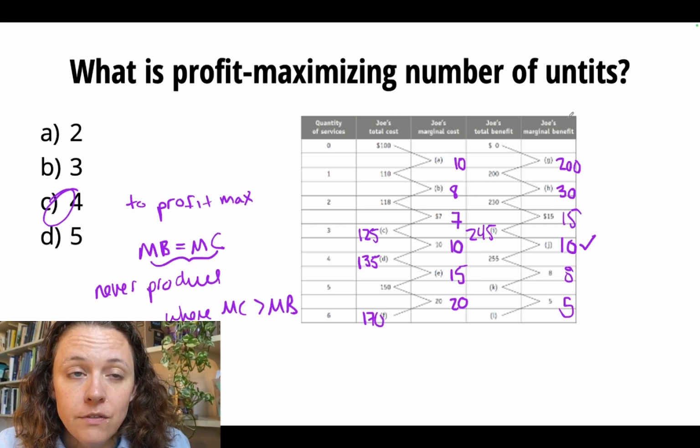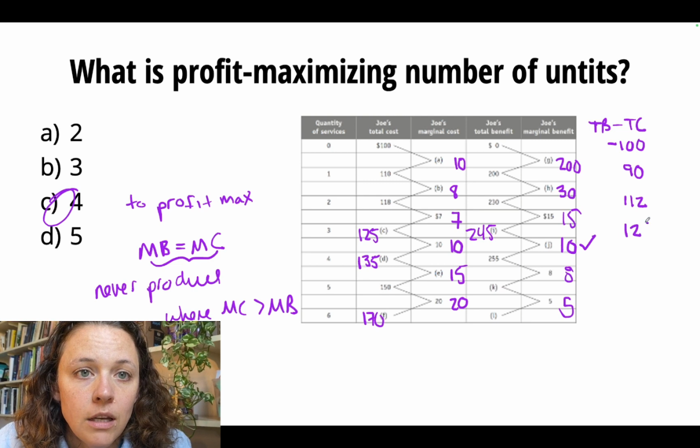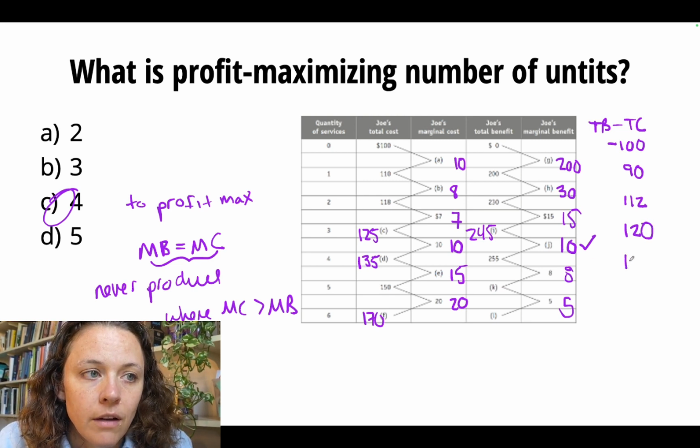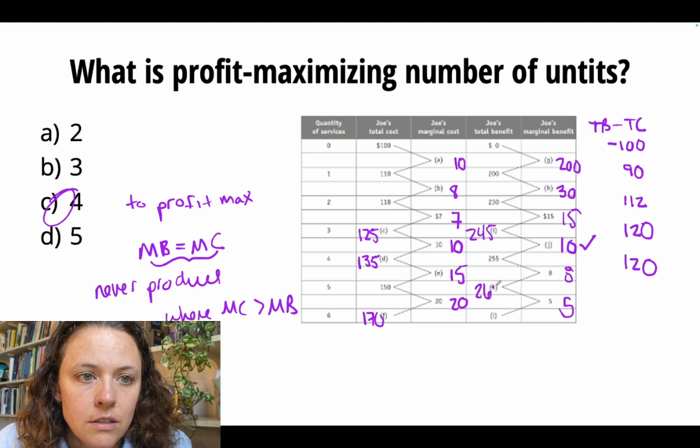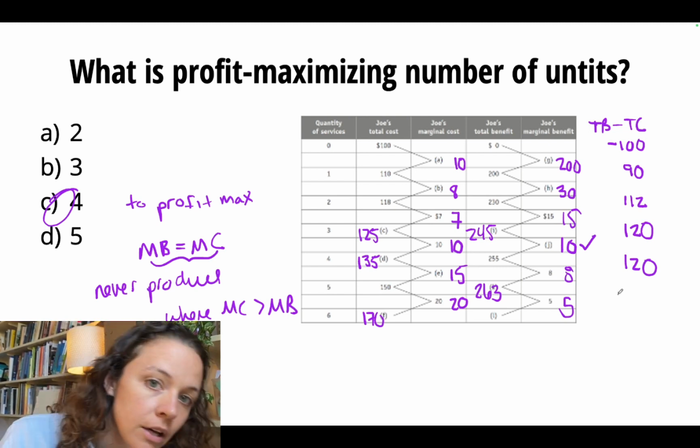The other way you can do this, if you're feeling unsure, is you can always calculate the difference between total benefit minus total cost and just write them down. So here, with a cost of 100, this is negative 100. I'd call this kind of a brute force method. So here's 200 minus 110, that's 90. 230 minus 118, that's 112. 245 minus 125, that's 120. 255 minus 135, that's 120. And then 263 minus 150, that's going to be 113.